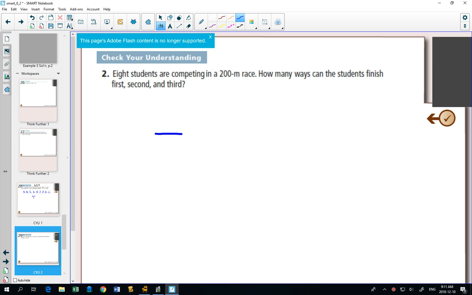We've got a space for our first decision, a space for our second decision, and a space for our third decision. Who's going to finish first? Who's going to finish second? Who's going to finish third? So we can solve this question using our fundamental counting principle from before. How many choices do you have for finishing first? Could be any of the 8. Then 7, then 6.